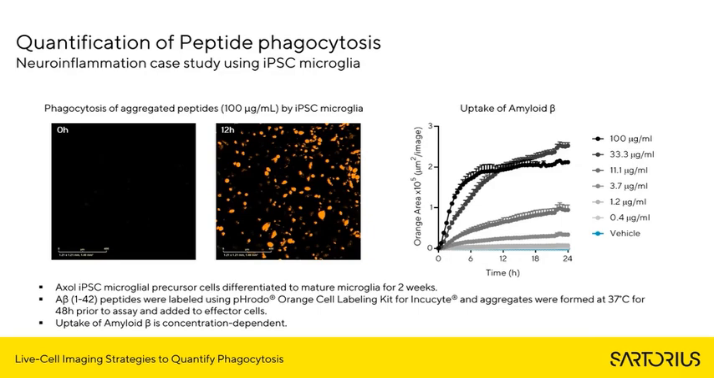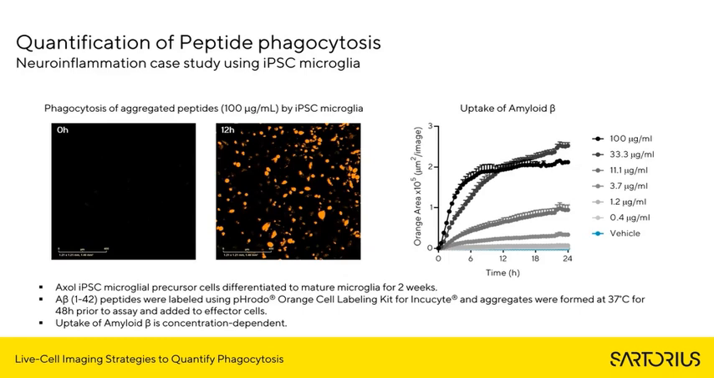Axol iPSC microglial precursor cells were seeded into a 96-well plate and differentiated to mature microglia for 2 weeks. Peptides were labelled using the Incucyte Frodo orange cell labelling kit, and aggregates were formed at 37 degrees for 48 hours prior to the assay. The peptides were added to the cells, and phase and fluorescence images were acquired in the Incucyte. And the increase in fluorescence over time can be seen in the images here.